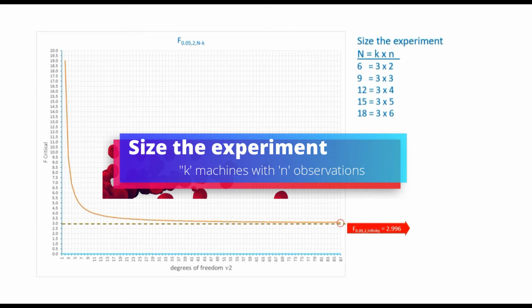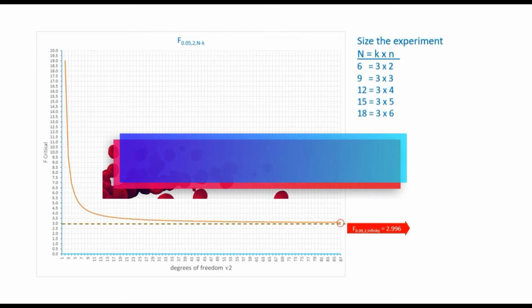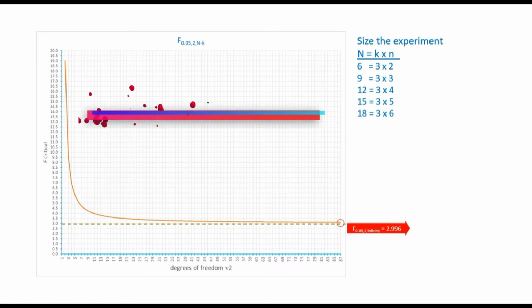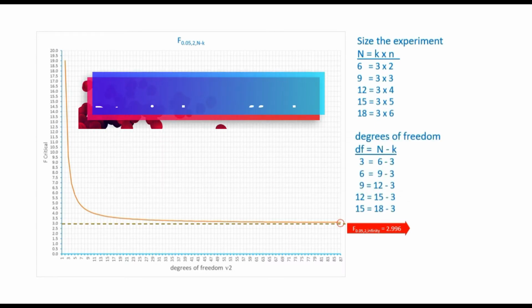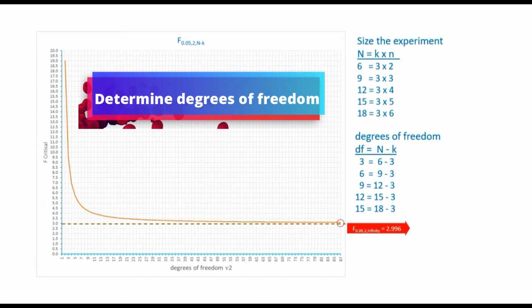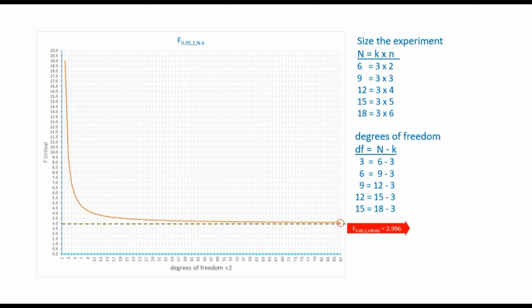So from here, we can use this information to calculate the degrees of freedom that are required. So the 6 runs minus 3 machines will give us 3 degrees of freedom. 9 runs minus 3, 6 degrees of freedom. 12 runs minus 3, 9 degrees of freedom, and so on. 3, 6, 9, 12, 15. And so we can lay these degrees of freedom right on top of the graph to give us a visual representation of where this falls.